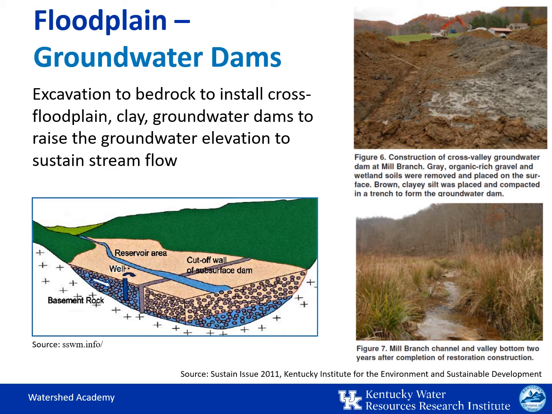Typically, these are done in an area where a riffle is located. This raises the groundwater level and allows for a more sustained stream flow. Oftentimes during channelization, that base flow is lost, and so a groundwater berm can be used to restore that.